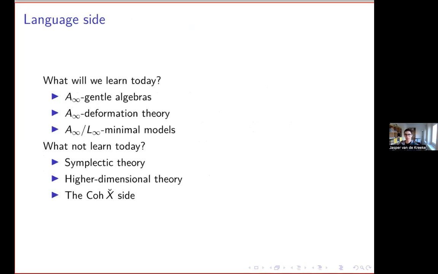So from a language perspective, what are we going to learn today? Well, A-infinity gentle algebras, so gentle algebras of punctured surfaces together with their natural A-infinity structure, some A-infinity deformation theory, and how to build A-infinity or L-infinity minimal models.